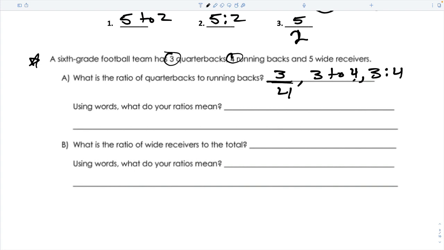Cool. This is what it means. It means that for every 3 quarterbacks, I'll just put QB, there are 4 running backs. And if this was a rate, that would mean that if the football team had 6 quarterbacks, there would have to be 8. You get the hang of it. So if it's a rate, it's just going to consistently increase by the same amount. Cross out B for now, because we're going to move on.